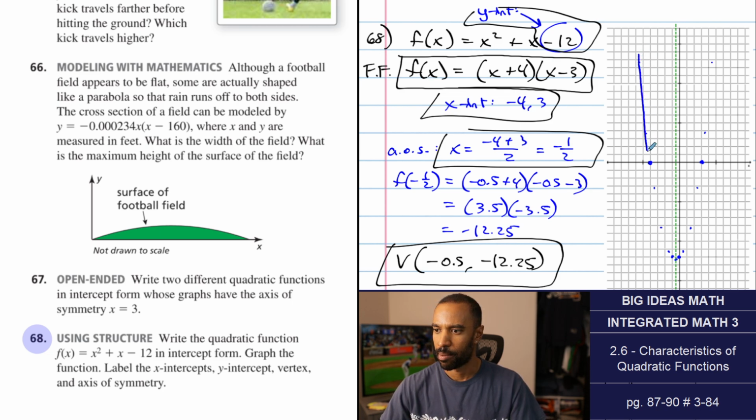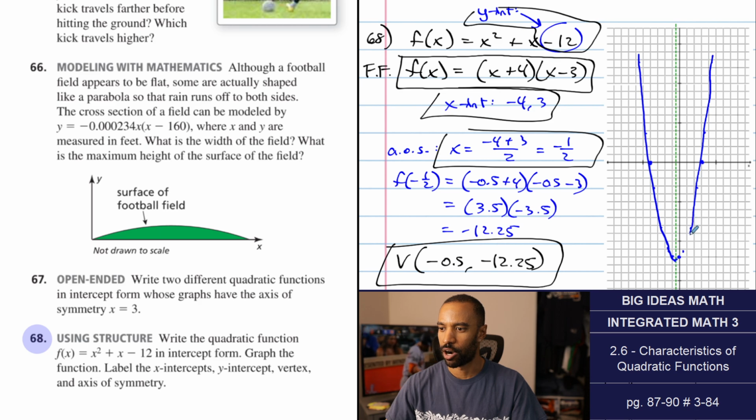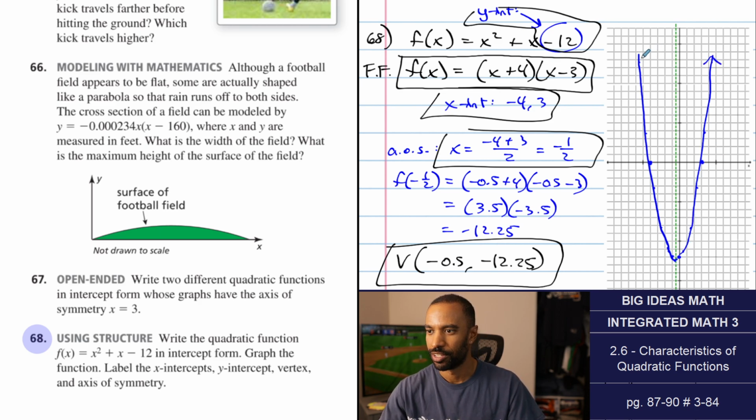Sketch my graph. I don't know why I thought this wasn't factorable. I said if it's not factorable, we're going to have to solve using the quadratic formula and blah, blah, blah. But no, the troublesome part wasn't the factoring. It was everything else.